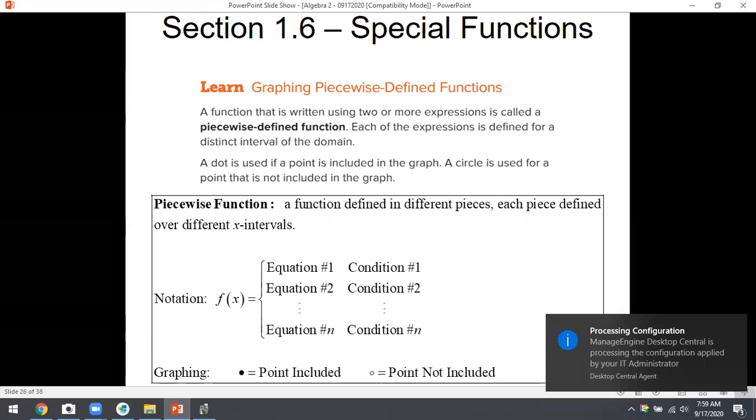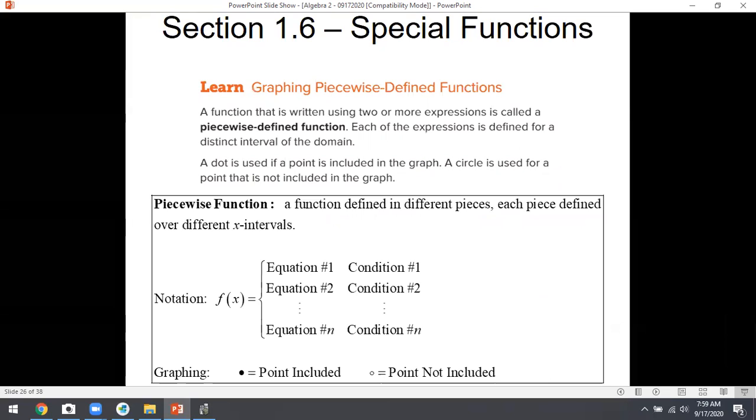First things first. Something called a piecewise defined function, or just piecewise function. Here's the definition of it. A piecewise function is a function that's defined in different pieces. It's not one equation that describes everything from negative infinity to infinity. Maybe there's an equation that describes it where x is between -1 and 2. Maybe there's another piece where it describes it from x is 2 to 7 or something like that. But it's defined in different pieces, hence the term piecewise function.